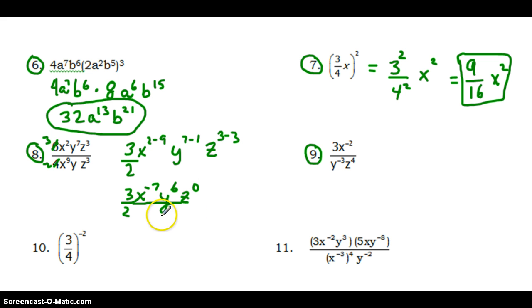So a few more things to simplify. First, we're going to move our x term to the denominator because we don't want to leave any negative exponents. So we have 3 over 2, and when we move the x that's to the negative 7, we move the entire x down and the 7, but we lose the sign. And then y to the 6 still stays in the numerator, and z to the 0 power is 1, so we don't have to write that.